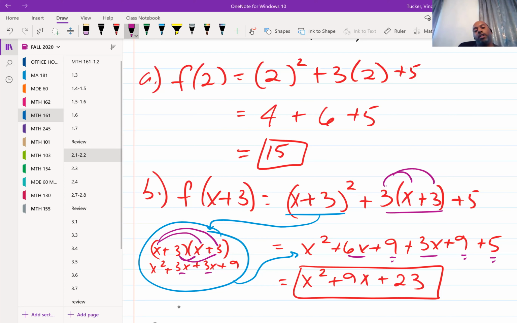All right. And then combine your like terms. 6x and 3x gives you 9x. Then 9 plus 9 plus 5 will give you 23.